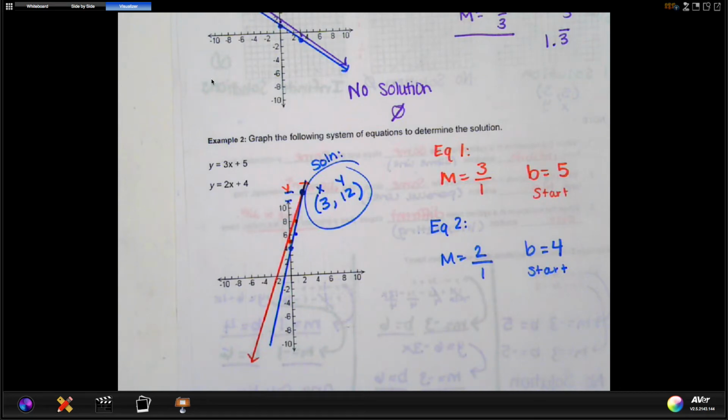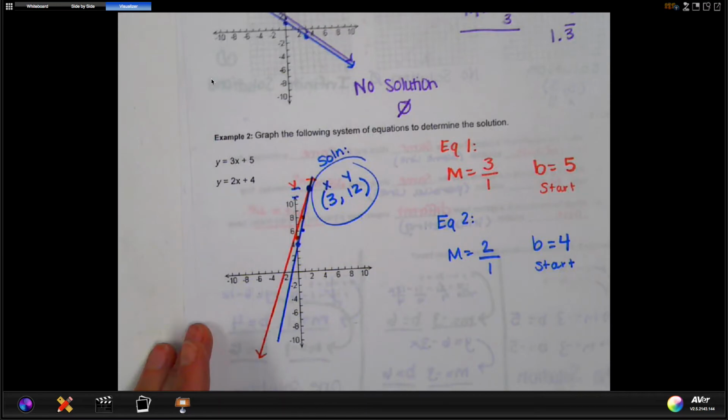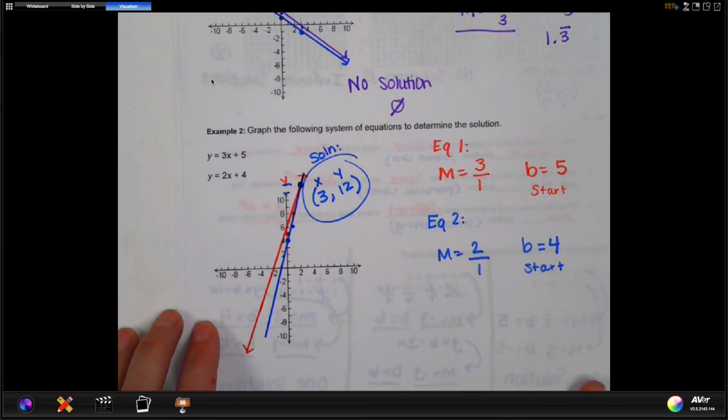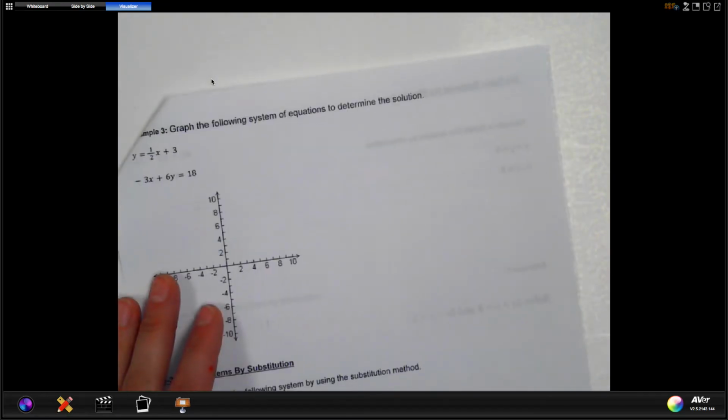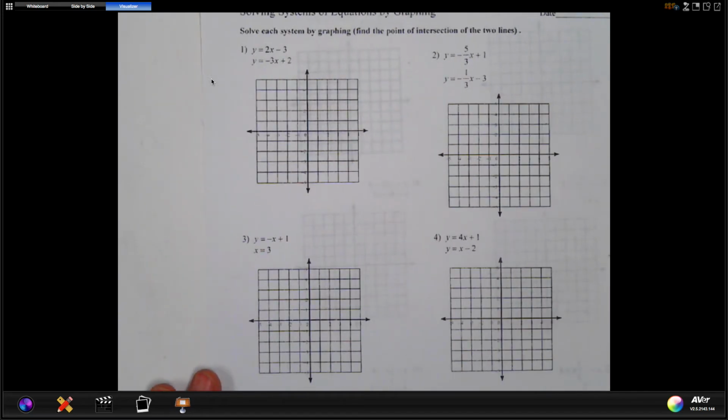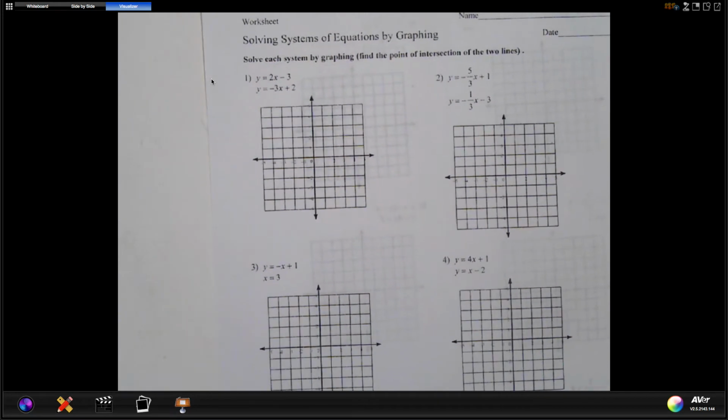Okay, for the sake of the video today, that is going to be it. There is another example, which you can get when you return to school. It's on the back in example 3. The assignment that's going to go with this today looks like this. It says solve systems of equations by graphing. And I will get you started on this, okay?